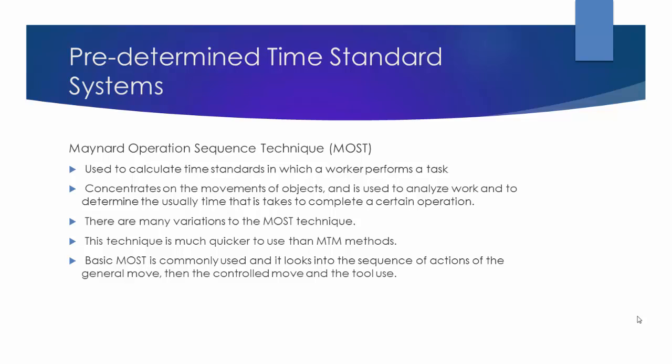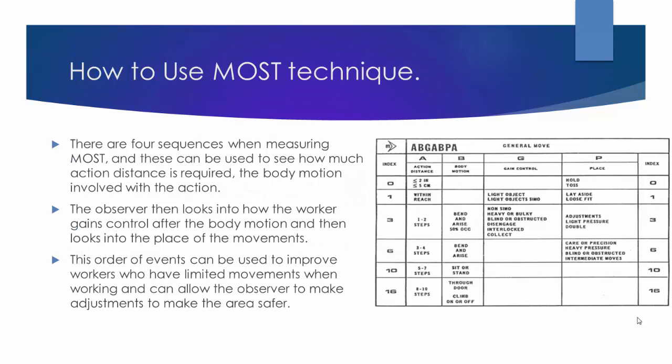Basic MOST is the commonly used and looks into the sequence of actions of the general move, then the control of move, and then the tool used during a task. How can we use MOST technique? There are 4 sequences when measuring MOST, and these can be used to see how much action distance is required, the body motion involved with the action.